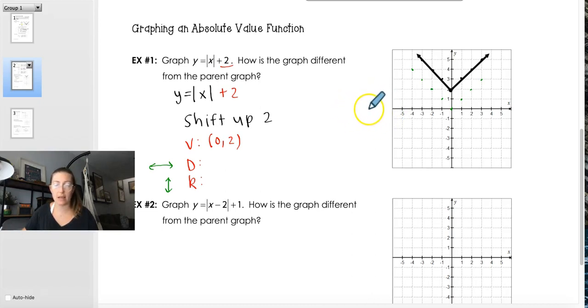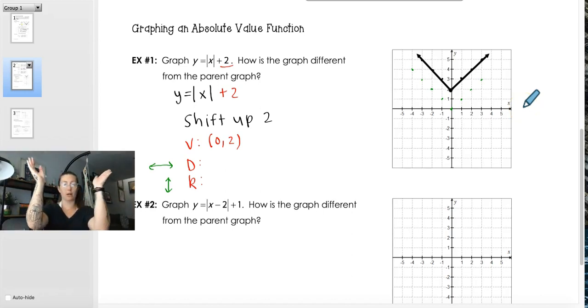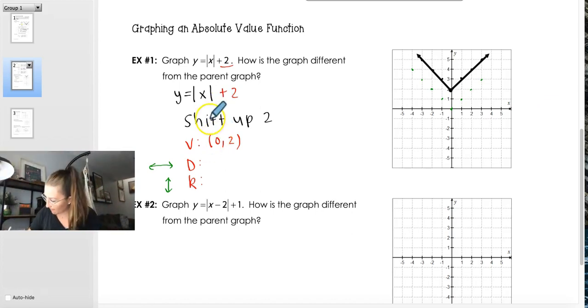So this is coming from negative infinity, and it's going to continue to positive infinity because this V just keeps going on wider and wider forever and ever. So it's going to cover your whole x-axis. So this is going to be from negative infinity to positive infinity.